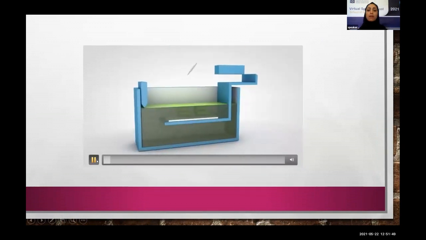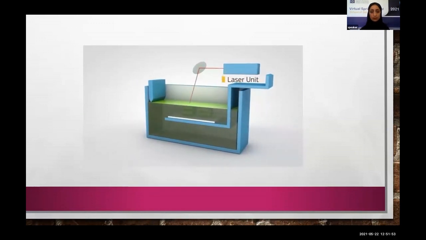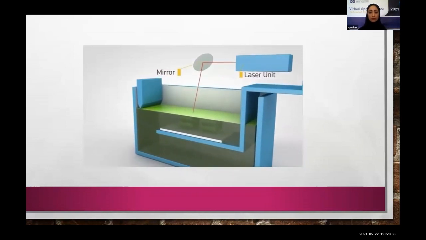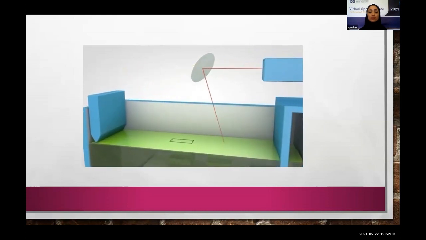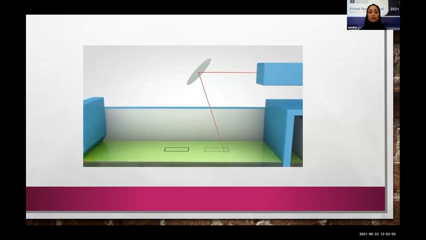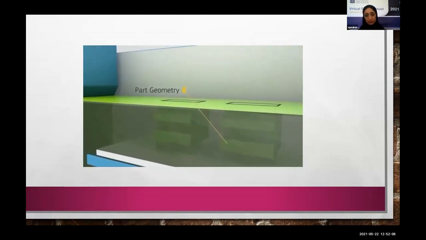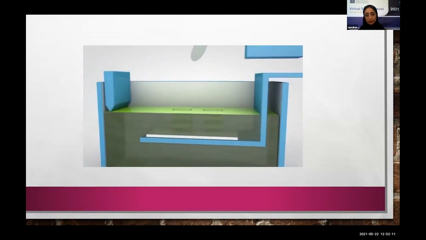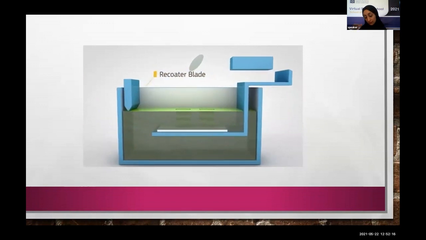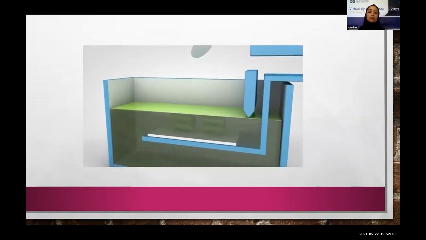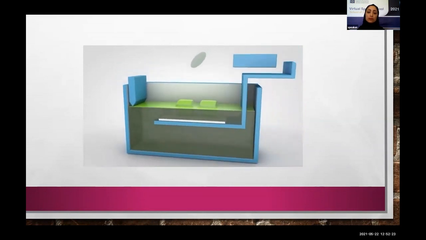Once the liquid thermoset resin is loaded in the vat and the digital instructions are programmed, the laser unit directs an ultraviolet beam to a reflective mirror. From there, a galvanomotor system steers the focused beam to the resin surface. First, the laser draws layers of the support structures, followed by actual part geometry. After a layer is imaged on the resin surface, an elevator system shifts the build platform down, and a recoater blade moves across the platform to apply the next layer of resin. The process is repeated layer by layer until the build is complete.